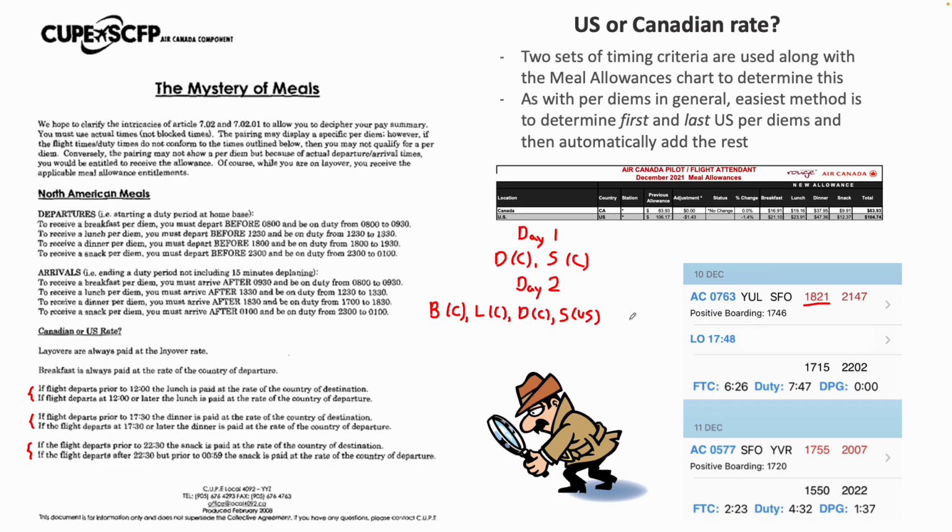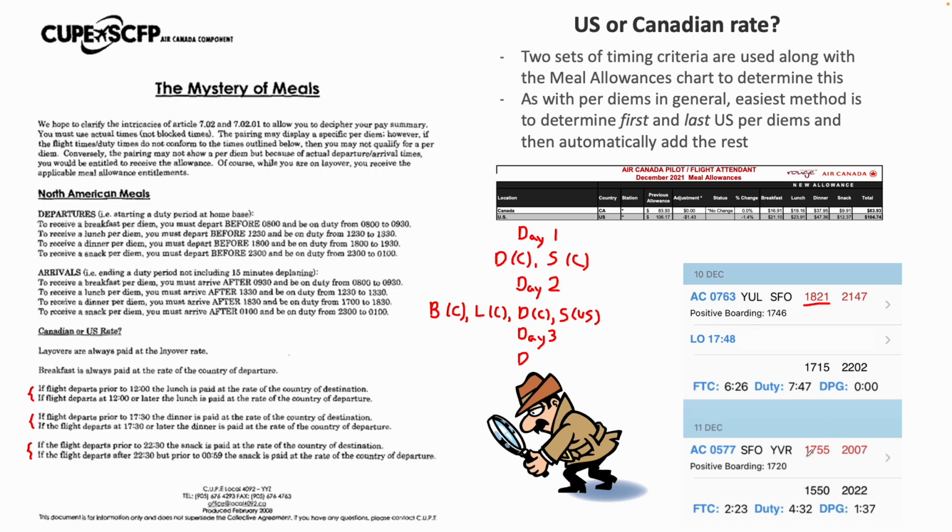And you might remember that we talked about, with per diems in general, figuring out the first and the last per diem and then filling in the gaps is generally the easiest thing to do. So for day 2, we figured out that the first per diem, that is a US per diem, is the snack per diem. So then if we go to day 3, the most logical thing to do would be to work backwards from the last per diem. So we know that dinner is the last per diem that we are entitled to in this pairing.